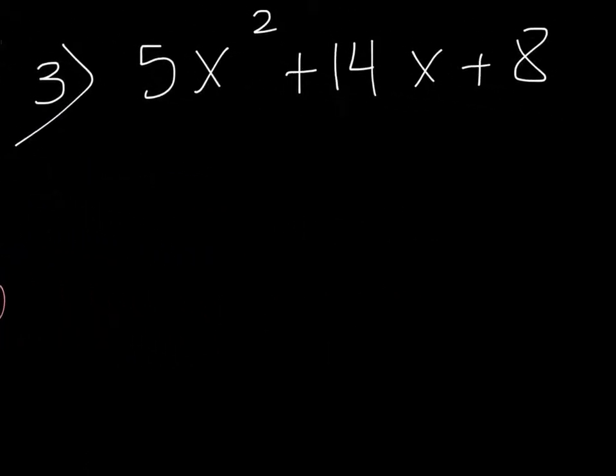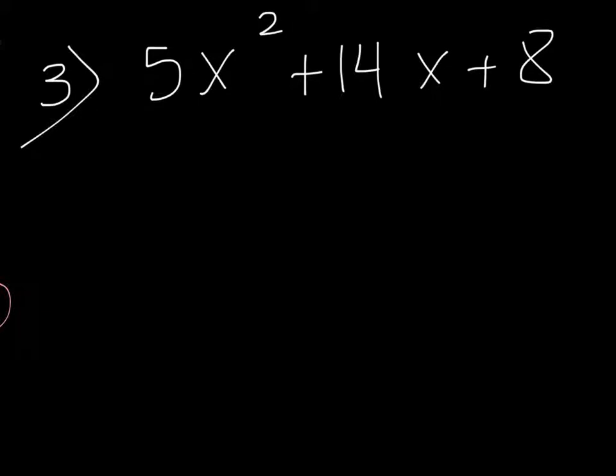In this case, we're going to be using the grouping method. So first of all, check: is there any GCF, any greatest common factor between them? No, they don't have any factors in common, so I need to move on. A is 5, B is 14, and C is 8.